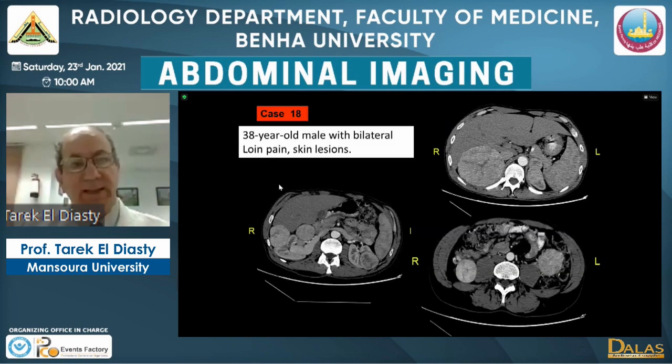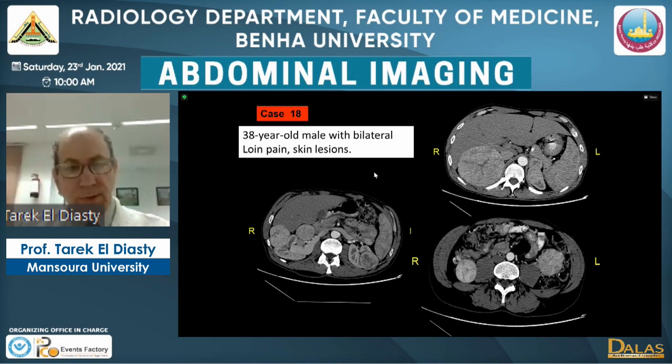A 38-year-old male with bilateral loin pain and skin lesions. Here we can see in post-contrast images these multiple bilateral renal masses. Most of these masses have this central stellate-shaped scar. So post-operatively, these masses were proved to be oncocytomas. So multiple oncocytomas, particularly bilateral oncocytomas in patients with skin lesions, are characteristic.